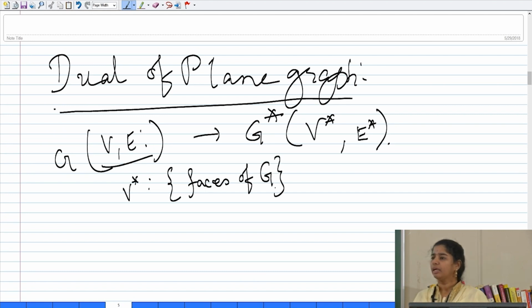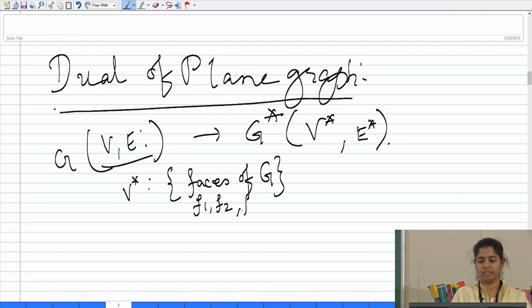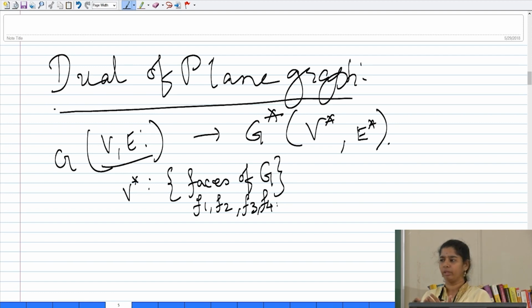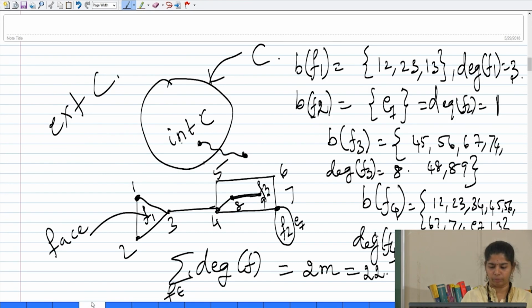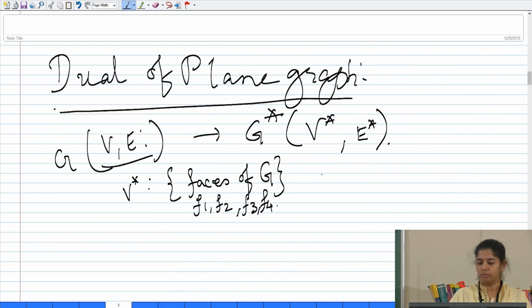Okay. And you connect any two faces, say F1, F2 from the previous graph. If I take V star equal to F1, F2, F3, F4, these would be the vertices now for my dual graph, and any two vertices in this graph are going to be connected if they share a common boundary. Okay. If they have a common boundary, then we can just connect these two vertices. Okay. So going back over here, I think it has already gotten clumsier.